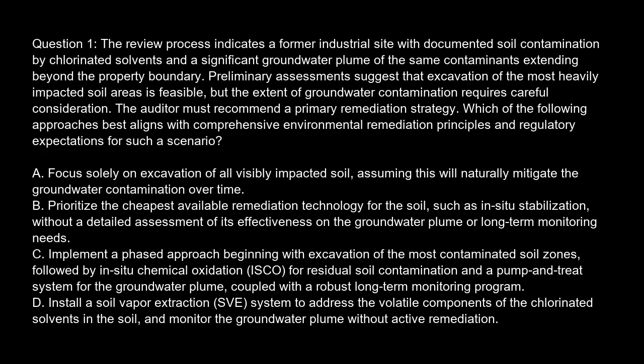Question 1. The review process indicates a former industrial site with documented soil contamination by chlorinated solvents and a significant groundwater plume of the same contaminants extending beyond the property boundary. Preliminary assessments suggest that excavation of the most heavily impacted soil areas is feasible, but the extent of groundwater contamination requires careful consideration. The auditor must recommend a primary remediation strategy.